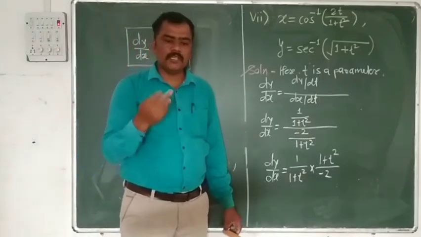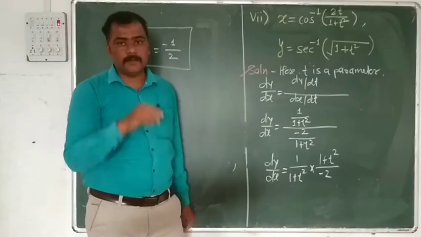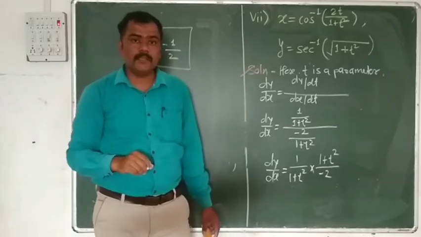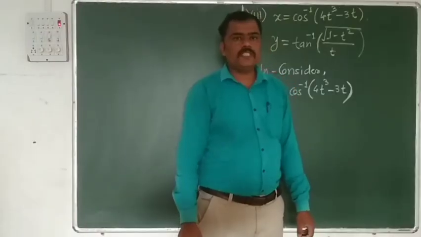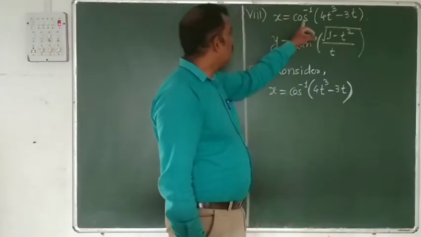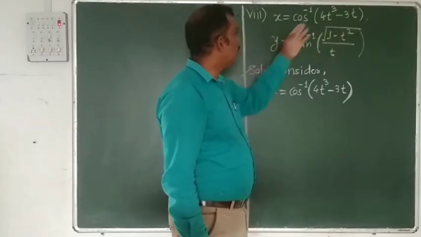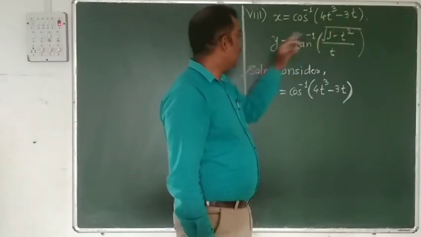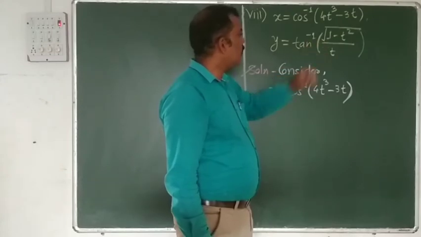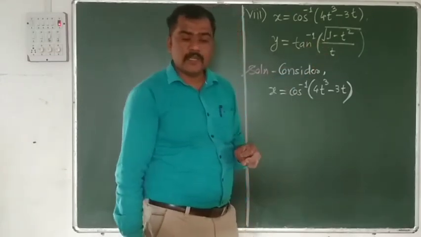Now we have to discuss the next example, that is example number 8. After 7, we have to discuss example number 8. What is example number 8? x is equal to cos inverse of 4t cube minus 3t, and y is equal to tan inverse of square root of 1 minus t square divided by t.